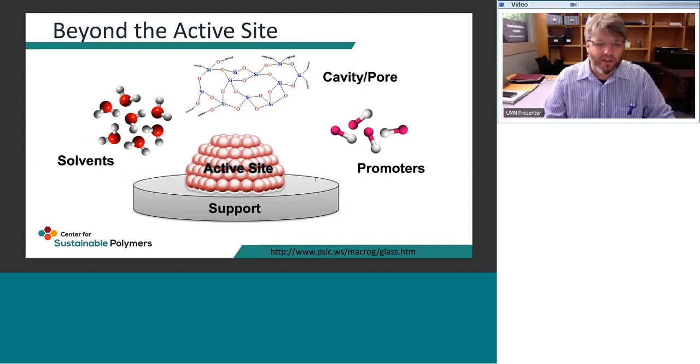But there are many other things you can do to alter the chemistry on the active site beyond just making the active site the way you want. For example, you can introduce solvents, which can change the energy of the adsorbed species, but also the energy of the transition states. Or you can encase these in different porous materials, which can have a variety of electronic and steric effects on the chemistry you're going for.